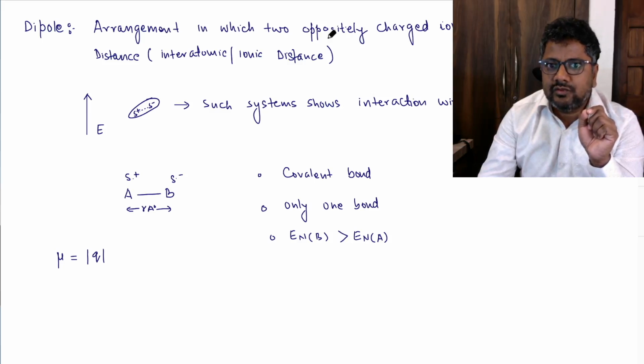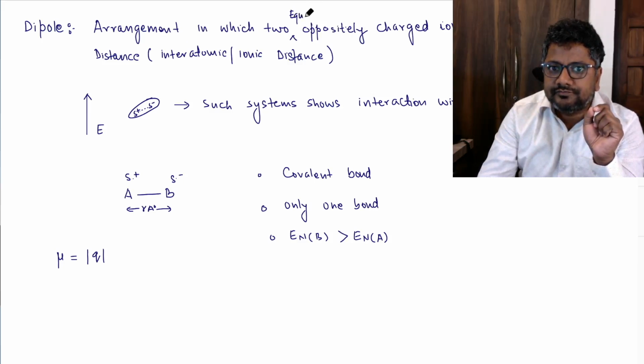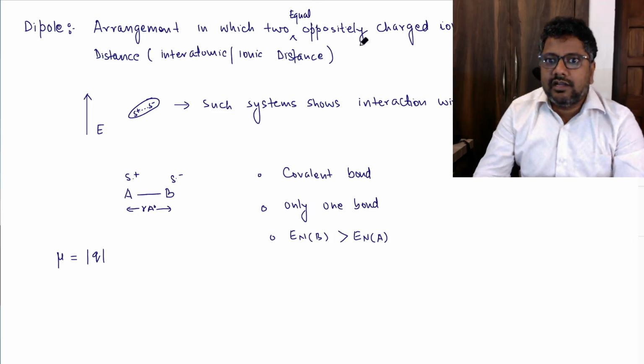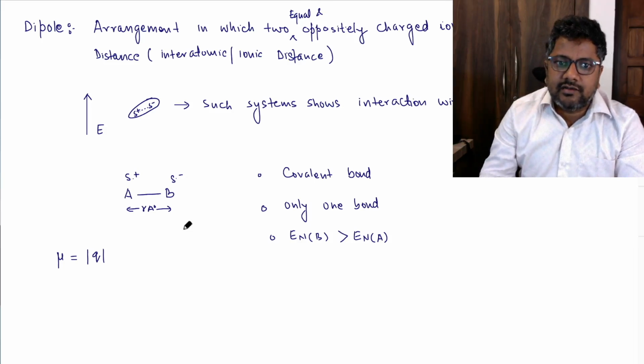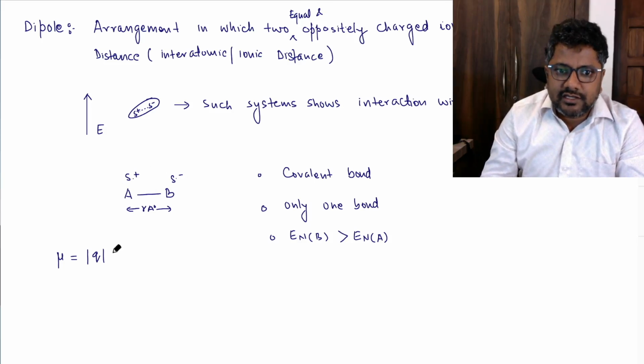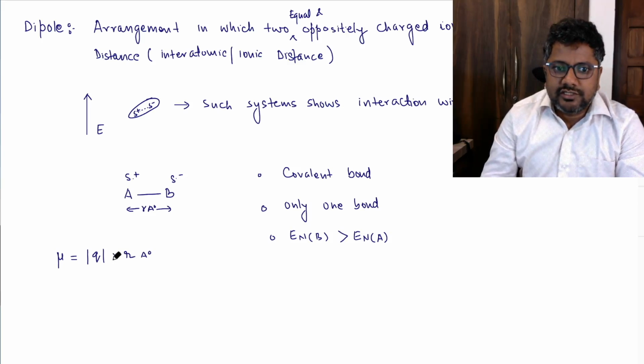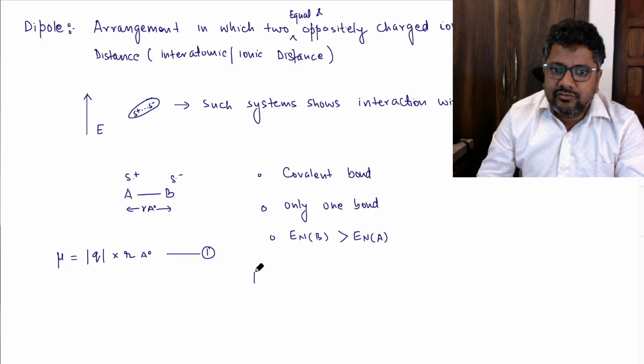An arrangement in which two equal and oppositely charged particles are present. So you should take the magnitude of charge into the internuclear distance r. I have taken this in angstrom. So the dipole moment is given by this equation, equation 1, where mu is called the dipole moment.